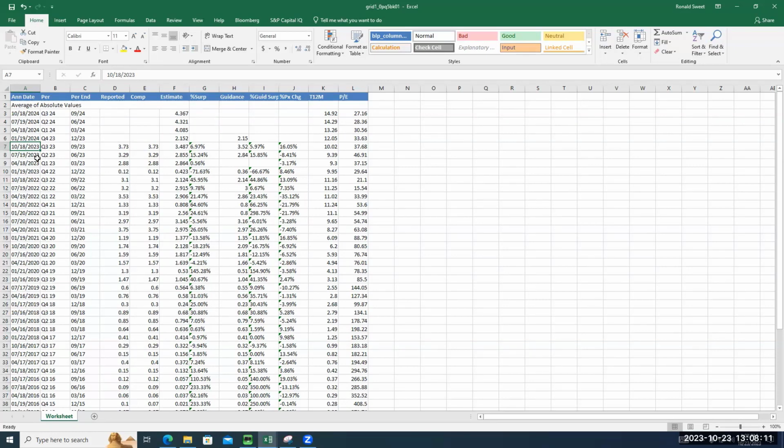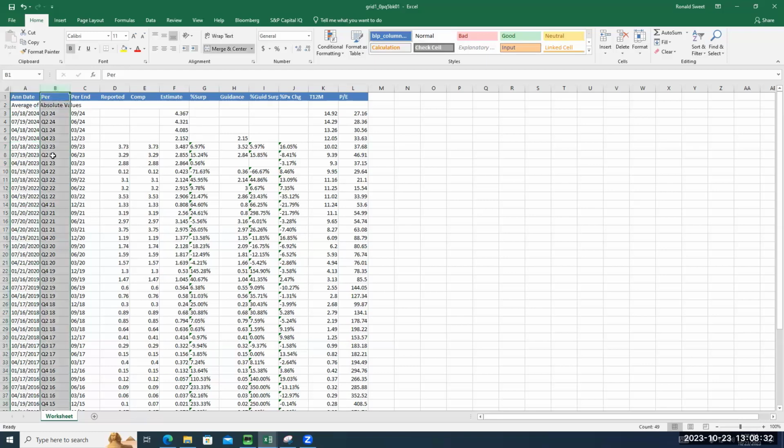You can usually tell by volumes. If they reported before open on the 18th, the 18th volumes will be very high, because on earnings release days, there's a lot of stock transactions. If they reported after close on the 18th, then the high volume will be on the 19th. So we'll just look at that, and we'll have to decide which of those days is the appropriate date.